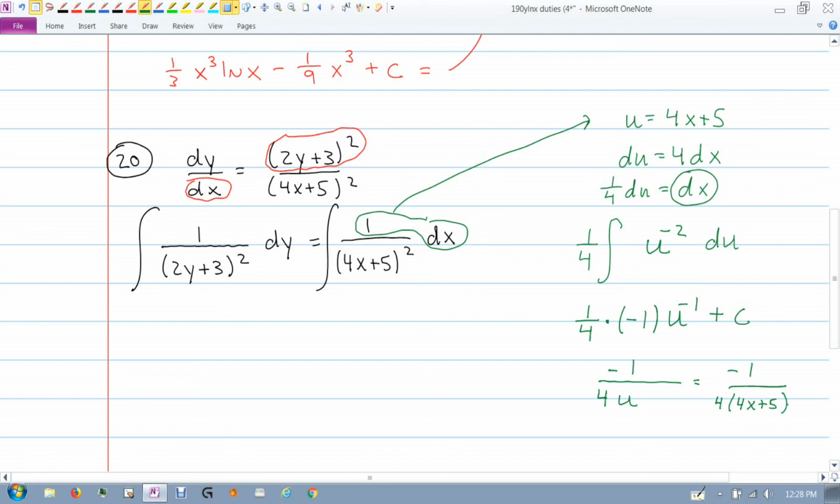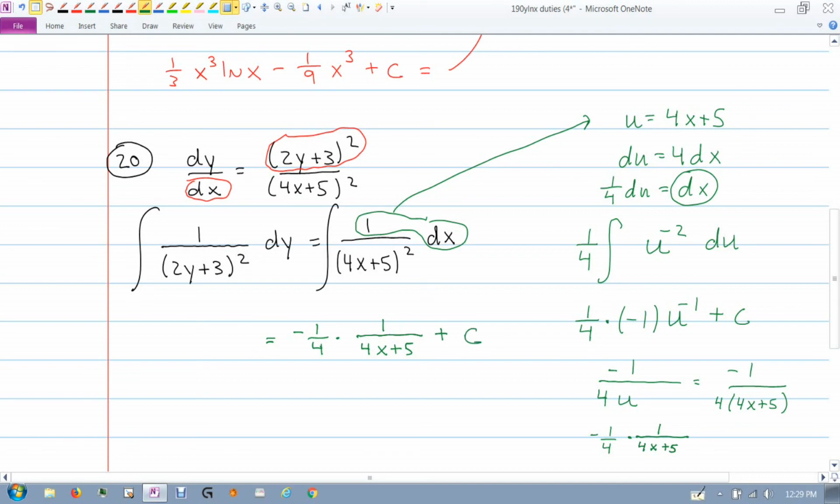If we want, we could write that as negative 1 over 4 times 4x plus 5. Actually, I'm going to write that as negative 1/4 times 1 over 4x plus 5. I'll just write it like that. All right, so when we integrate the right-hand side, I get negative 1/4 times 1 over 4x plus 5 plus some constant.